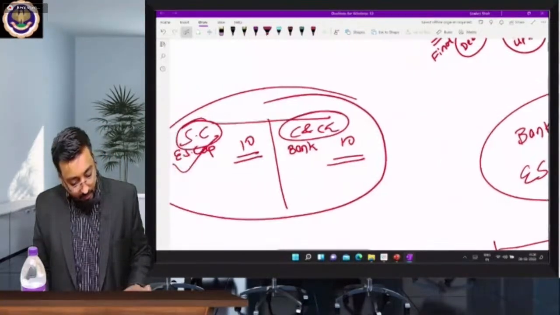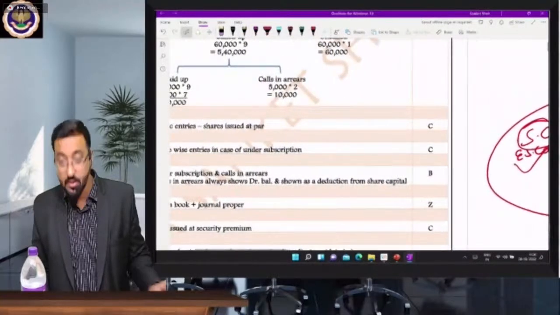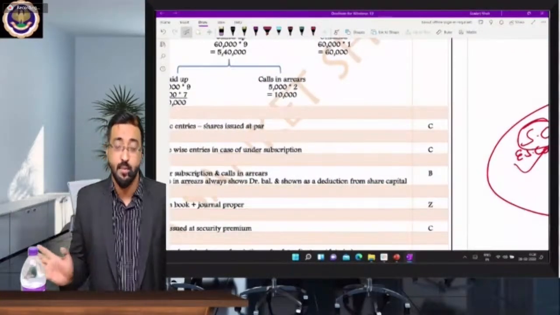I think ICAI will come with live sessions of Hindi medium and English medium separately.